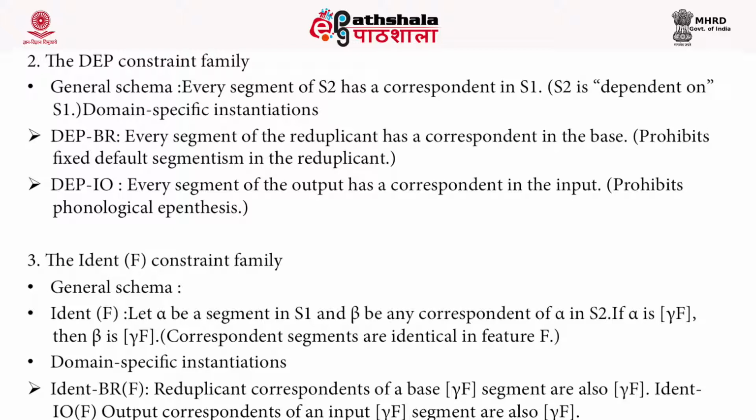Now we have the Ident IO family, with respect to the feature F. If the base has a correspondent with a certain feature, then that feature must also be reduplicated or reflected in the reduplicant. Similarly in input-output, if the input corresponds to a certain feature F, then that has to be reflected in the output form.